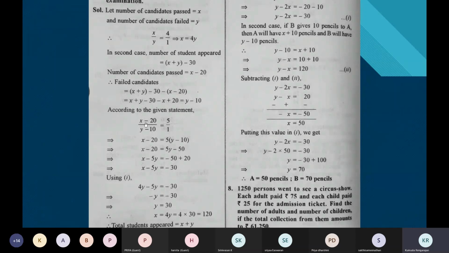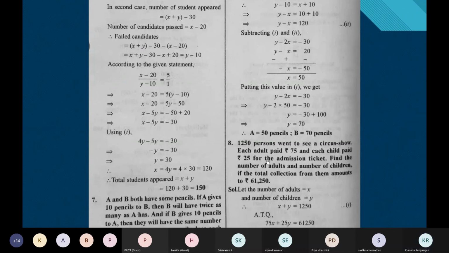Now the ratio of the candidates who passed and failed is equal to 5:1. How many students passed the examination? X minus 20. How many failed? Y minus 10. This ratio is 5:1. So cross multiply, get the second equation, solve the two equations to find the values of X and Y. Then you need to find the number of students who appeared, right? So 120 plus 30, X plus Y.